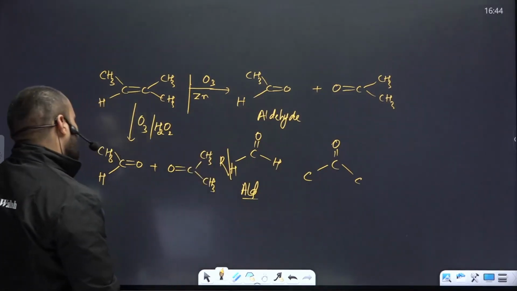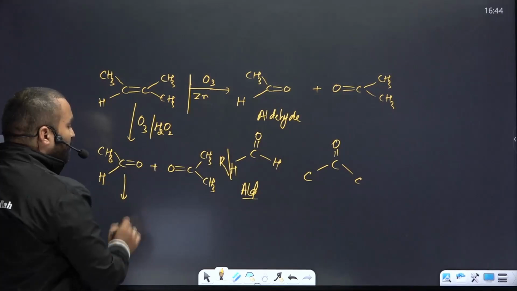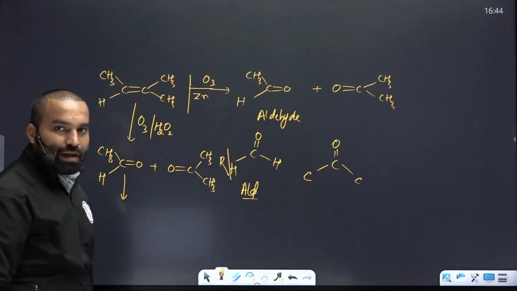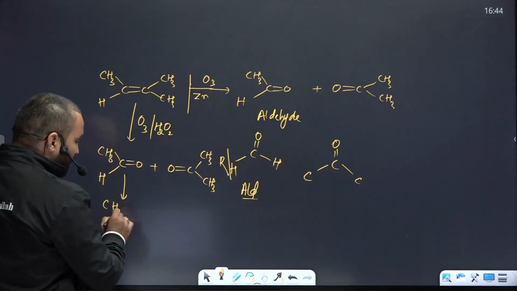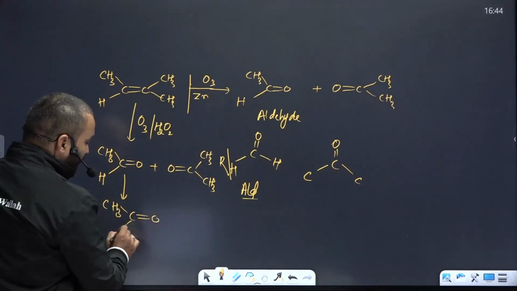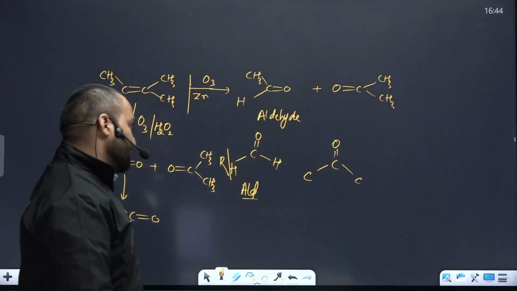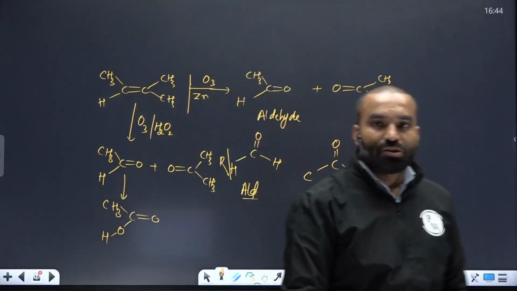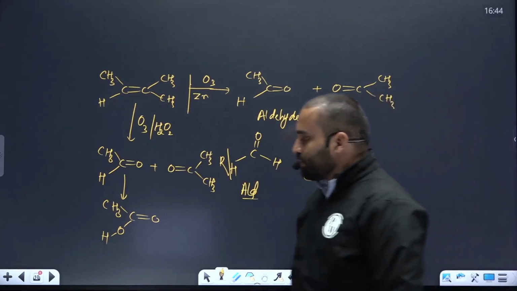But what happened now? Ozone does not stop the reaction here. It will further oxidize just the aldehyde, not the ketone. Just the aldehyde. So the final compound obtained will be carboxylic acid, and here it is acetic acid. Clear, everybody? What is oxidative, what is reductive ozonolysis? Understood? Let's proceed to the next part.